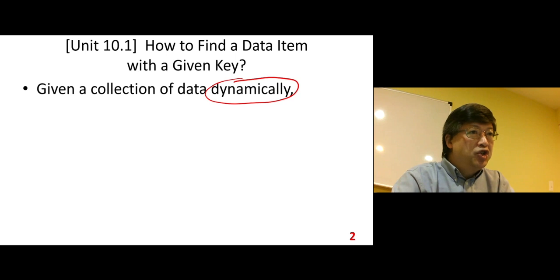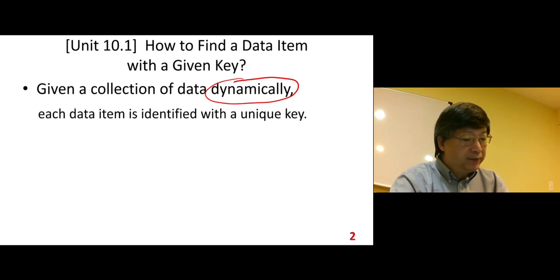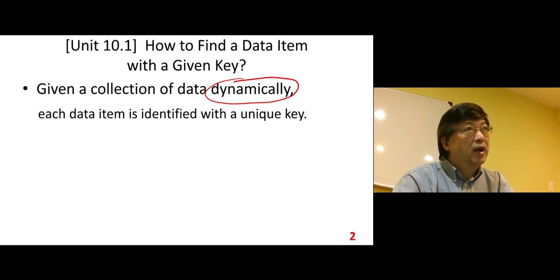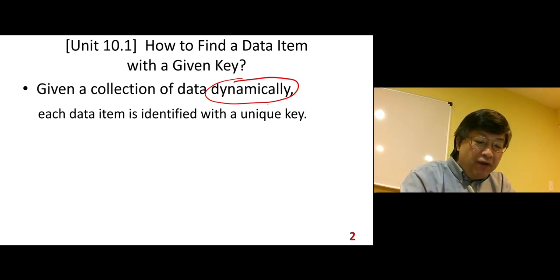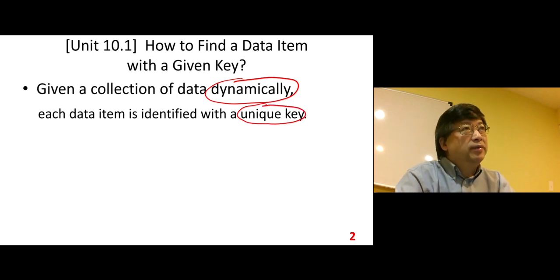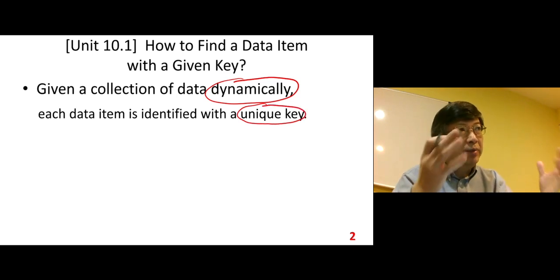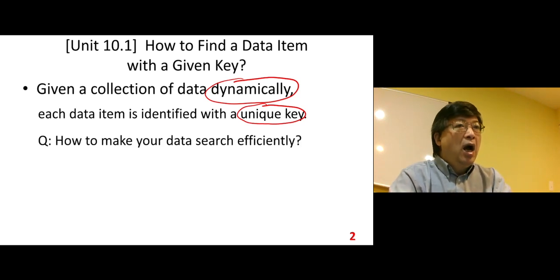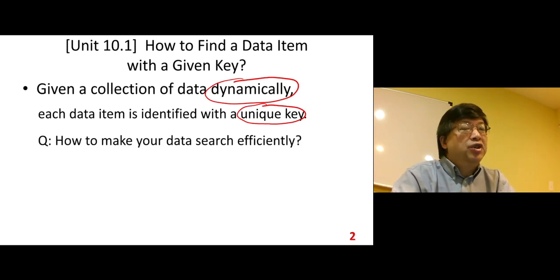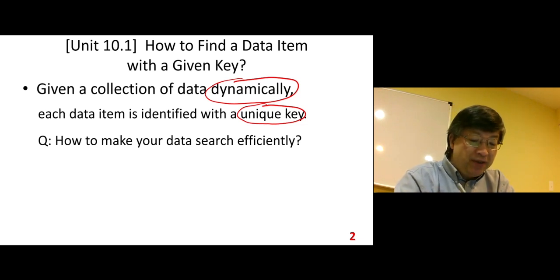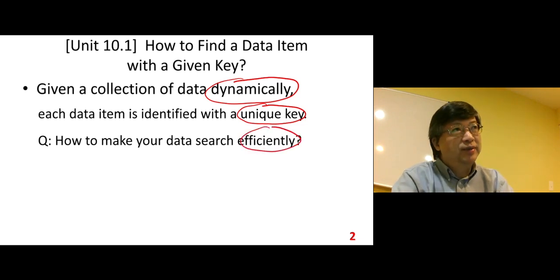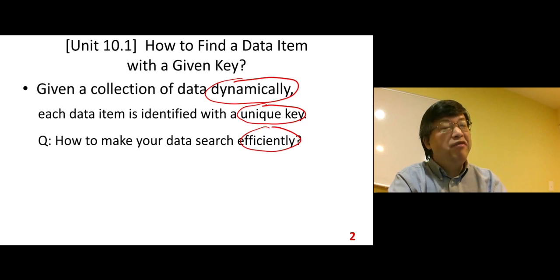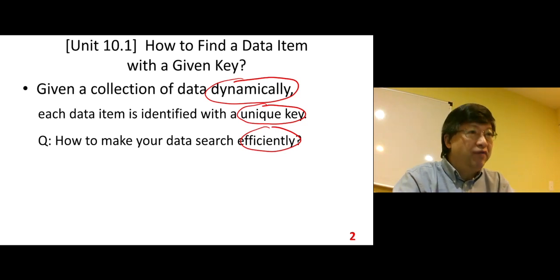Now, each data item is identified with a unique key. So how do you identify data? Typically, we use a unique key. That's the typical property we use. The question: how to make your data search efficient? What do you mean by efficiently? We always talk about efficiency.